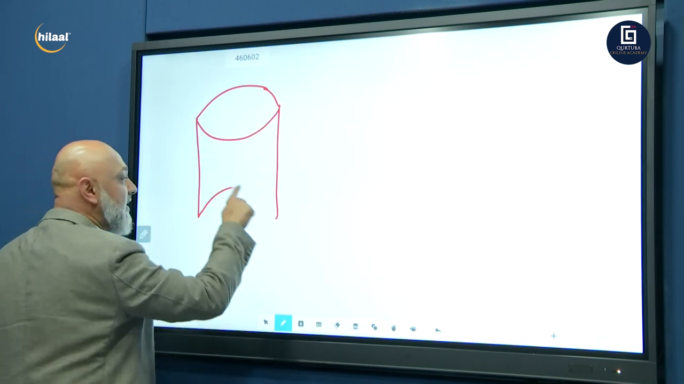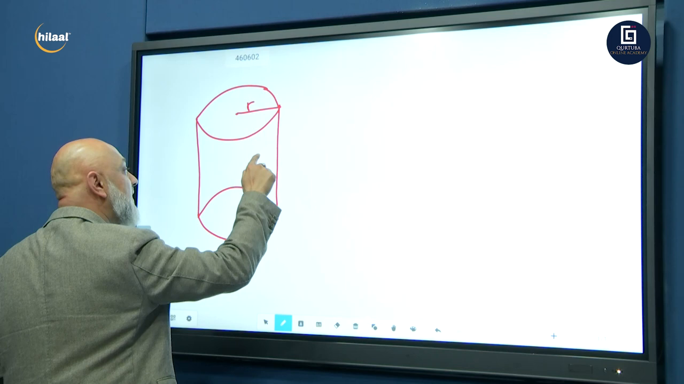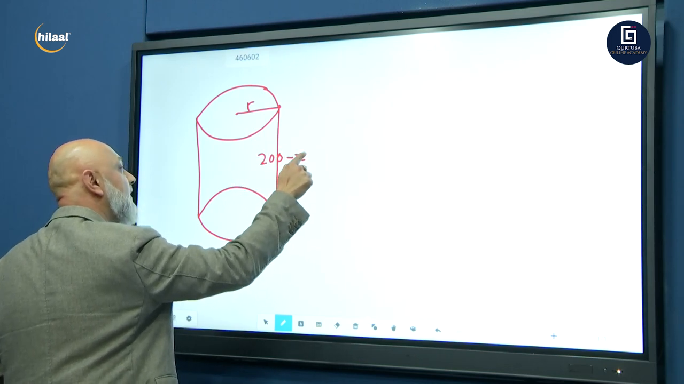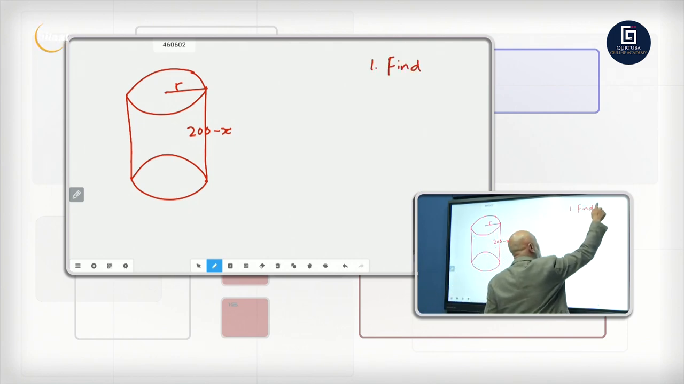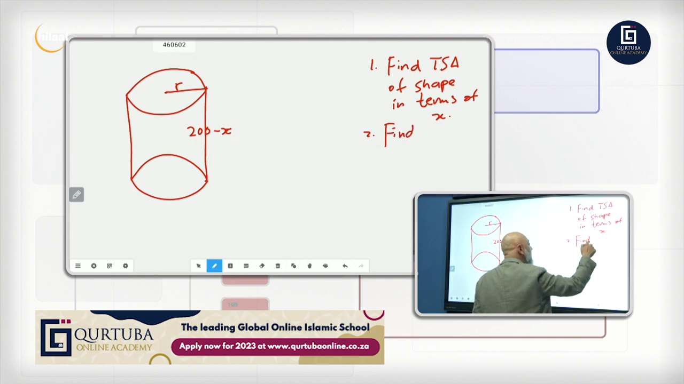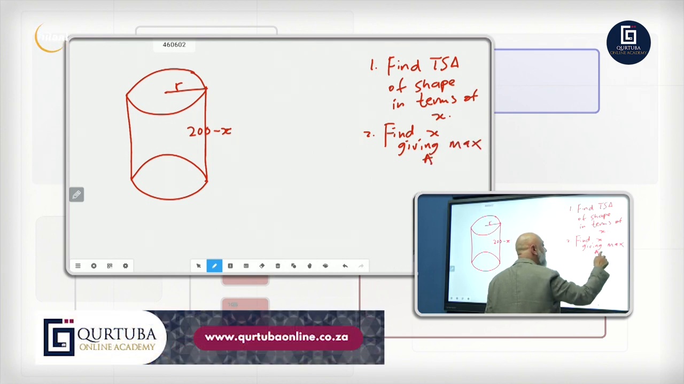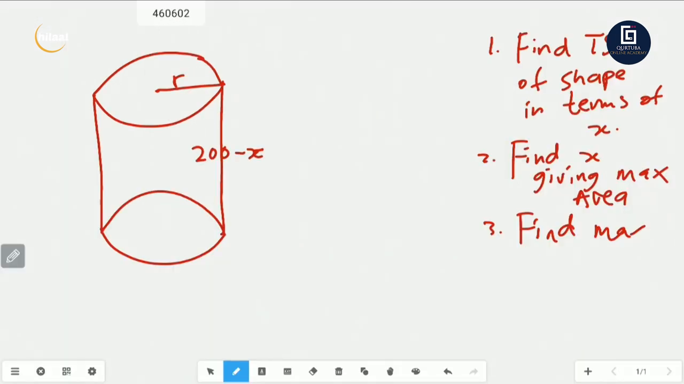So here we have a cylinder. That's a cylinder. That's our radius. That's our R. This is, let's say, 200 minus X. That's our height. Question number one, find the total surface area of that shape in terms of X. Number two, find X giving maximum area. And then the last question, find the maximum area of the cylinder. Now, this is a typical exam question as well. It will be worth about 10 marks in your exam.